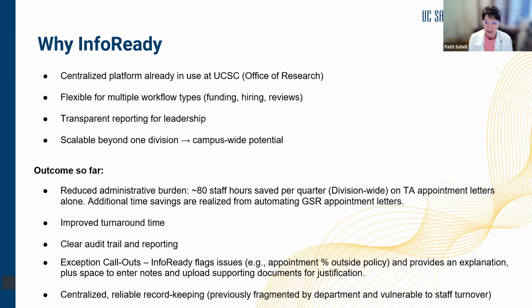One powerful feature is the ability to have automated triggers that generate call-out boxes when something falls outside of policy. For example, when an appointment percentage exceeds the allowable limit, the system immediately flags the exception, gives you information about why it was flagged, and requires justification or a way to upload supporting documentation.